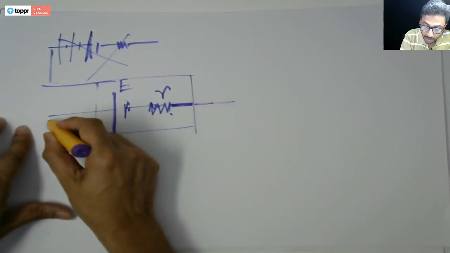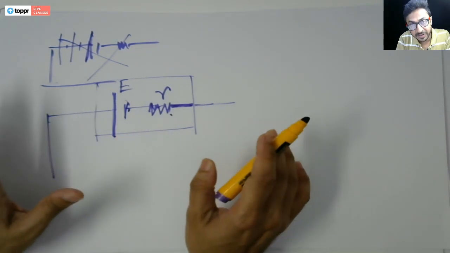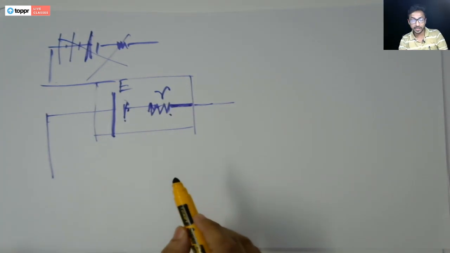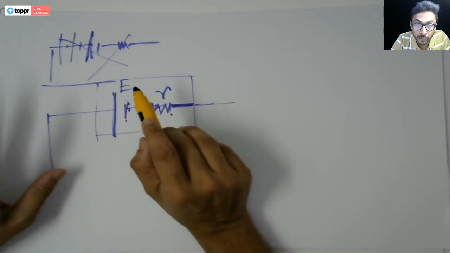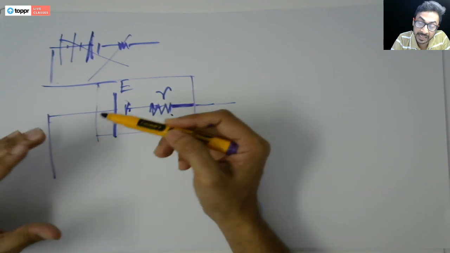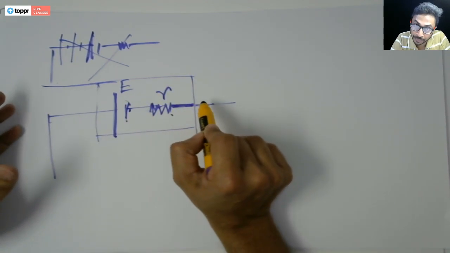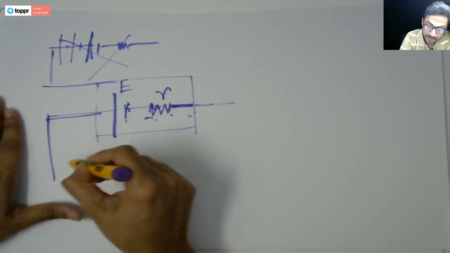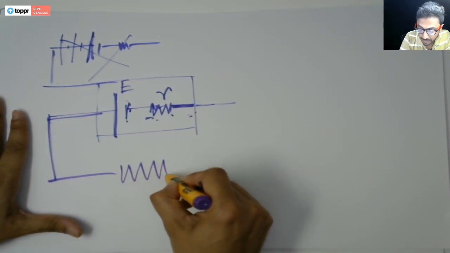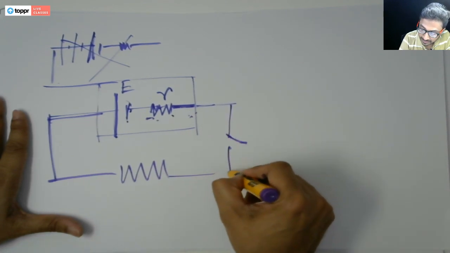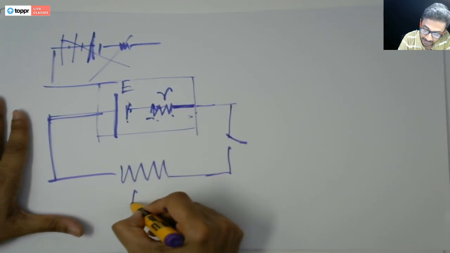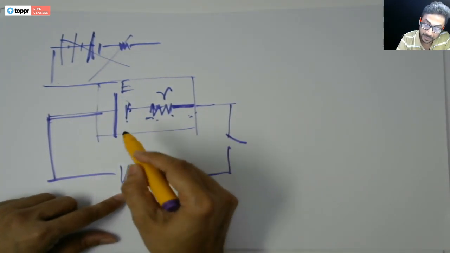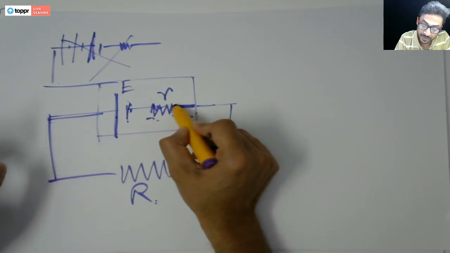Now, in any battery, this E is called the electromotive force, which is the maximum value of potential difference it can give when no current is drawn. And r is the internal resistance. Now what happens? Suppose this cell is combined in an external circuit. This R is an external resistance, E is the EMF, r is the internal resistance.